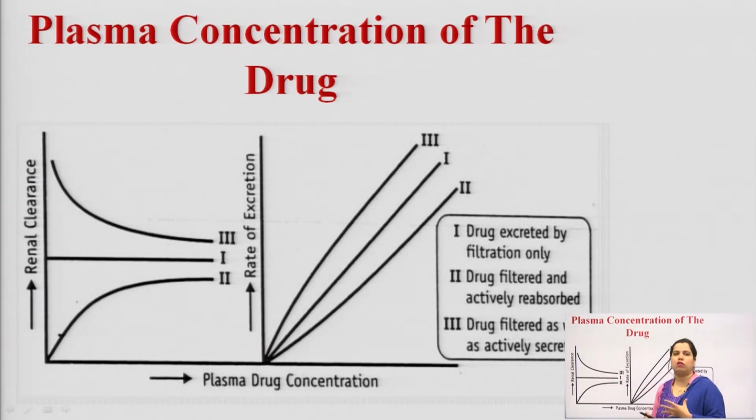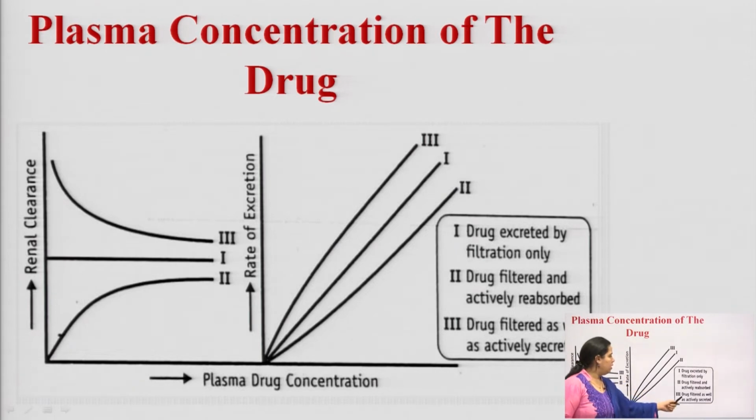So, all three processes come together and are represented in renal clearance and the rate of excretion. This first type shows a linear graph in renal clearance, whereas renal clearance will be down for the third type of drug, filtered as well as actively secreted, and the second goes up, as it is filtered and actively reabsorbed. This follows linear kinetics.